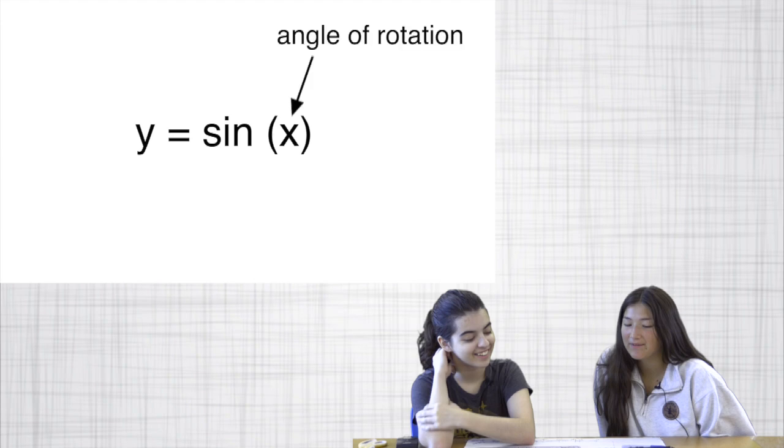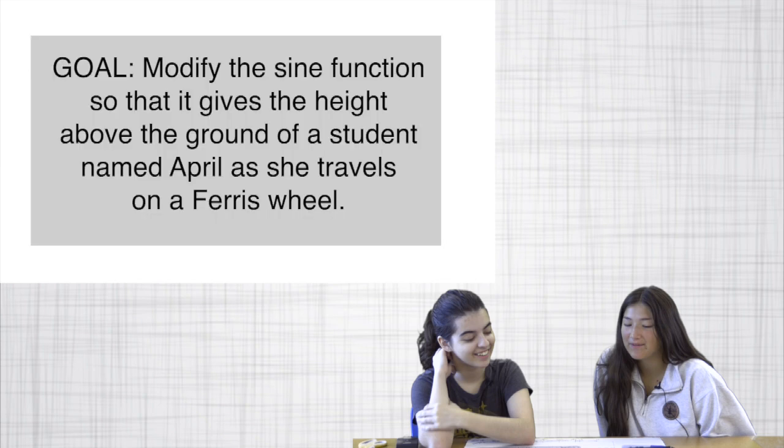In the previous lesson, Mary and Claire created a graph of the sine function. The sine function can be thought of as relating an object's angle of rotation with its height above the midline as it travels along a circular path. In this lesson, they will modify the sine function so that it gives the height above the ground of a student named April as she travels on a Ferris wheel. But first, they draw a picture of the Ferris wheel and estimate April's height at several points in her journey.